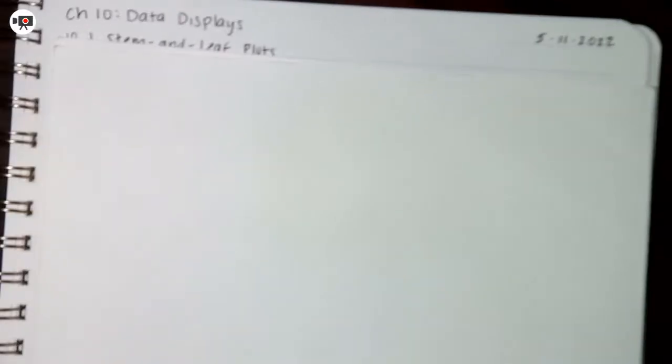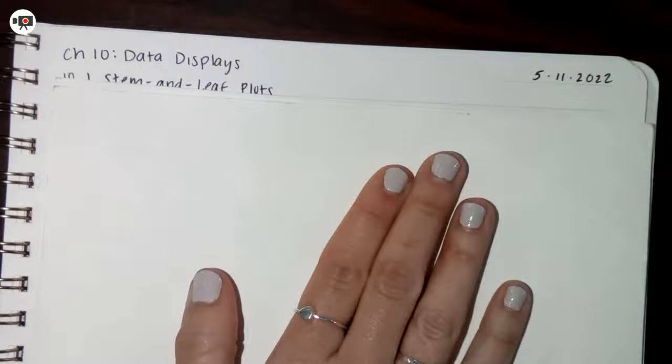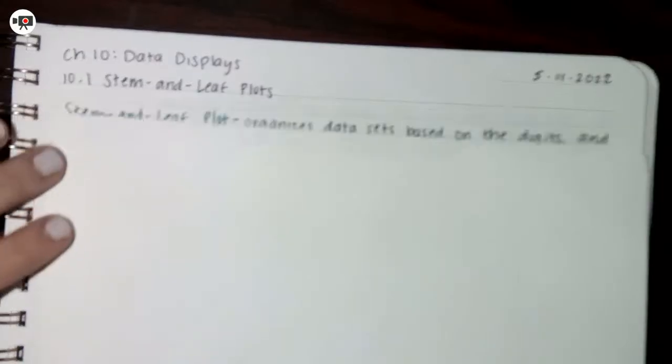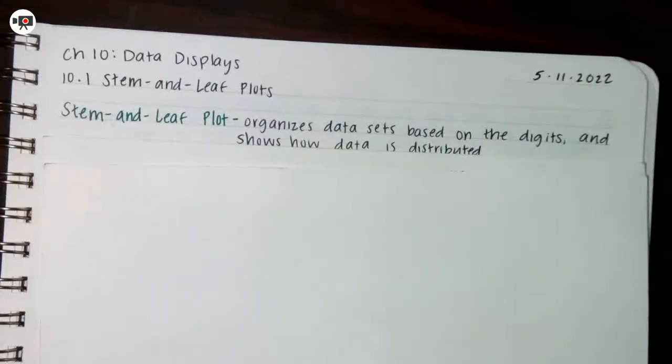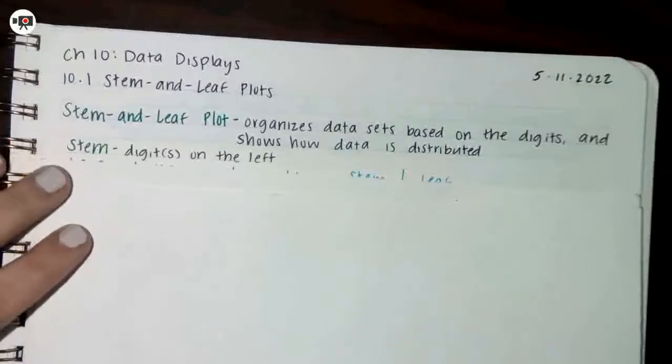This is beginning chapter 10, all about data displays. And this is 10.1, which is stem and leaf plots. So a stem and leaf plot organizes data based on the digits and shows how the data is distributed.